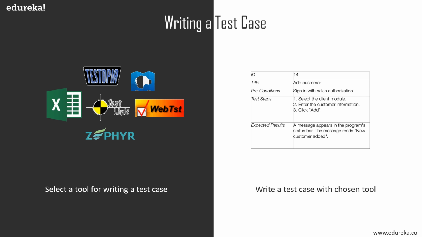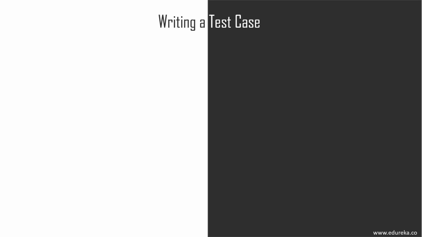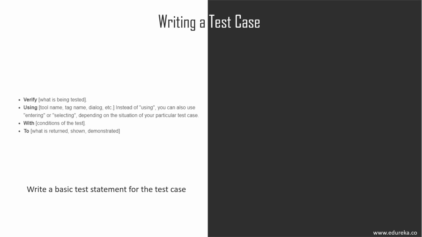So include all those parameters and write a well-defined test case. Once you've written a test case, the next step is to write a basic test case statement. For example, you have a few parameters like verify, what is actually being tested, using, what tool you're using, the tag name, dialog. Then you have with, the conditions under which you're testing. And then to, what is being fed as an input to the test, what is being written, and what is the expected result and all that.